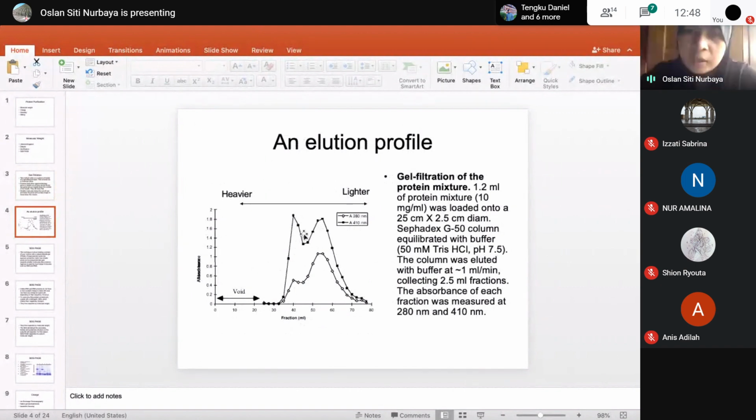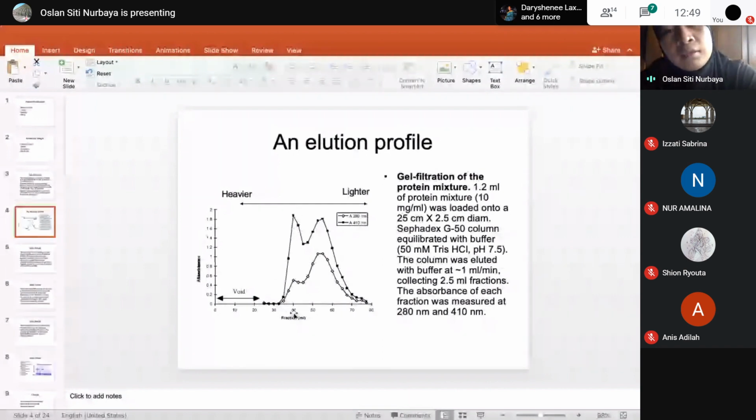If fraction number 40 is within the range that you want, you can take it. If the size of your target protein is about 30 kilodalton, you know that whatever comes out before 30 kilodalton is not what you want, and maybe you want to exclude that. But for example, the second peak here is 30 kilodalton and the first peak is 60 kilodalton. If the size range of your target protein is within 30 to 60, I would say you want to collect all of them, meaning from 40 to 60.